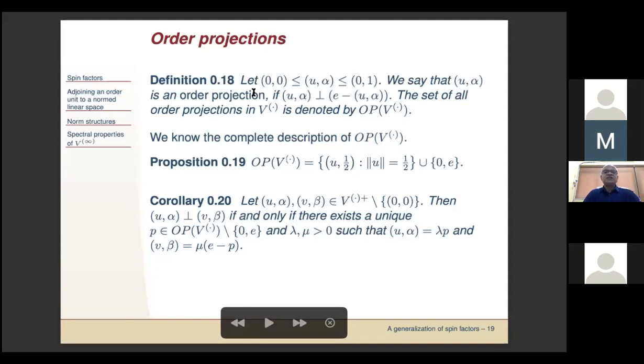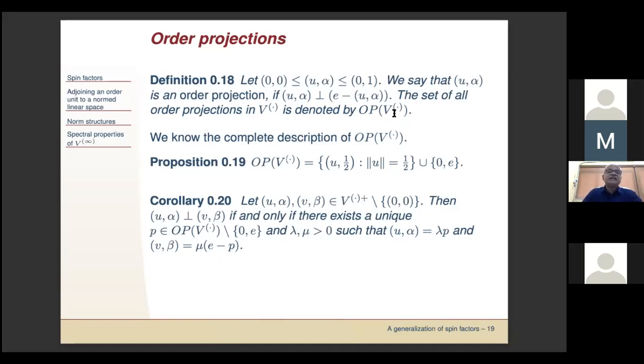So what are order projections? Take any positive element (u, alpha) lying between 0, of course, and the identity, that is the order unit, (0, 1). Then we call (u, alpha) a projection if (u, alpha) is orthogonal to e minus (u, alpha). The set of order projections in V-dot will be denoted by OP(V-dot). In particular, here we will have OP(V_infinity), which we are more interested in.